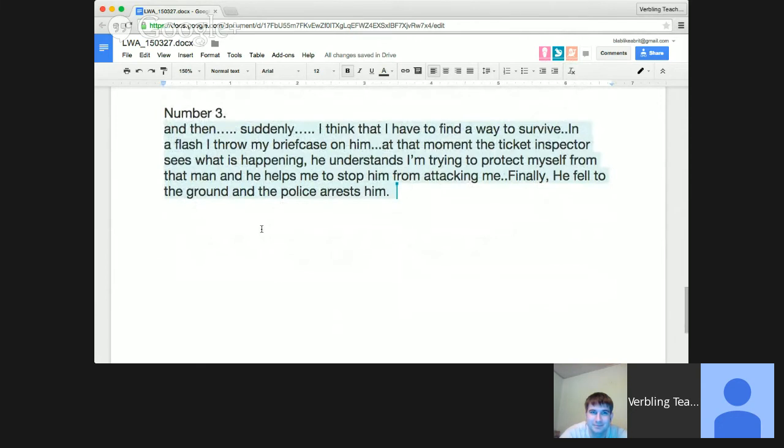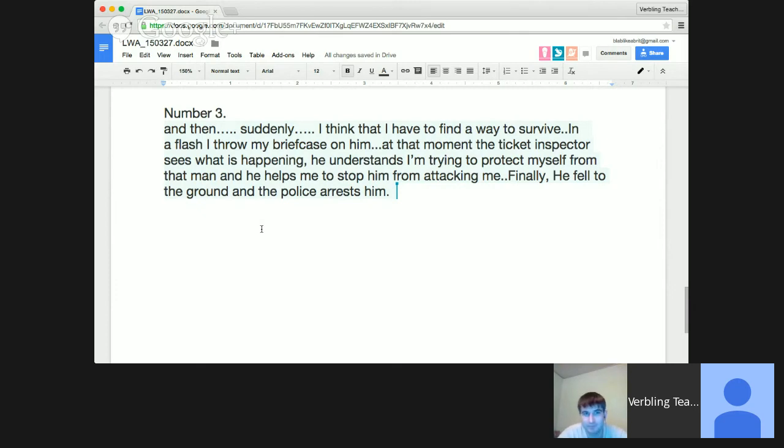Keep going. Could you read your part? Yes, and then suddenly I think that I have to find a way to survive. In a flash, I threw my briefcase on him. At that moment, the ticket inspector sees what is happening. He understands I'm trying to protect myself from that man, and he helped me to stop him from attacking me. Finally, he fell to the ground and the police arrested him.